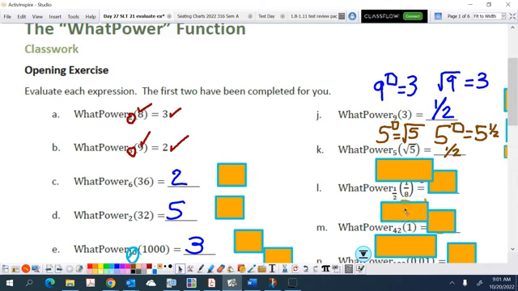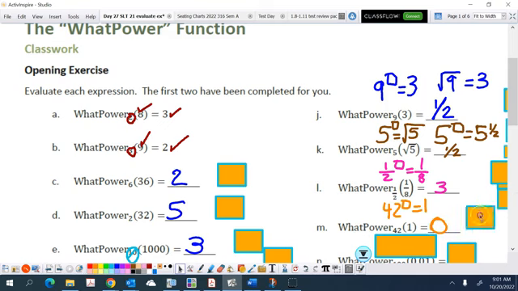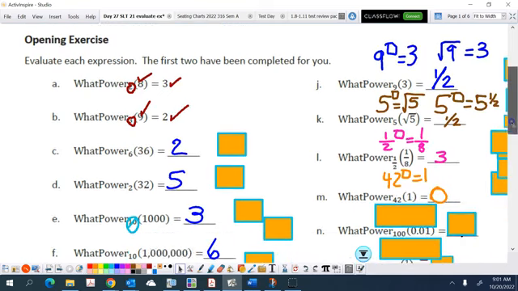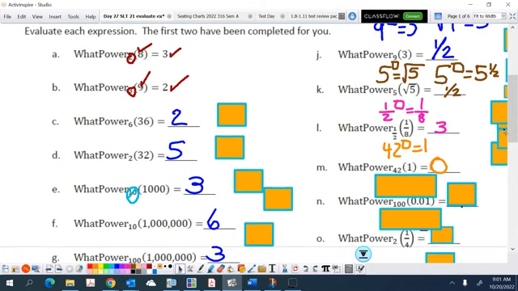What power do I have to raise that to in order to make 1/8? Well, if I cube 1/2, I'm going to get 1/8. 1 cubed is 1, 2 cubed is 8, 1 over 8 is 1/2 raised to the 3rd power. How do I go from 42 to 1? Well, anything raised to the 0 power makes 1, even 42.